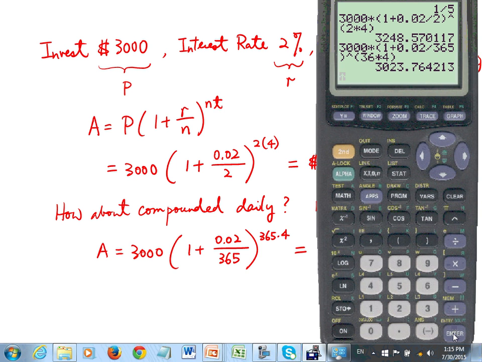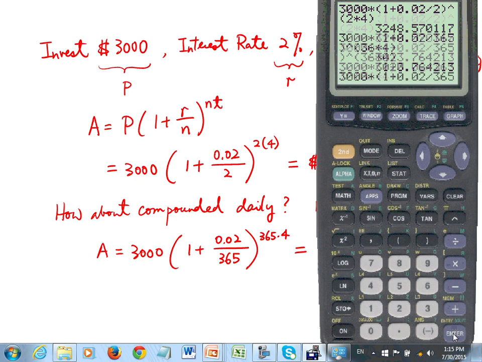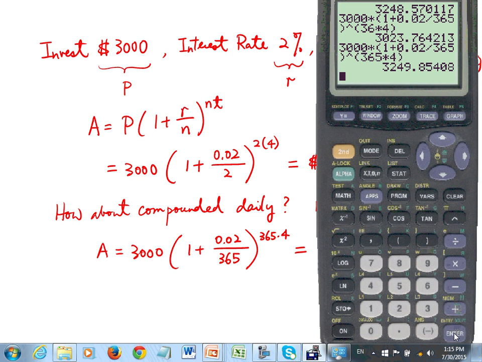This time, I want to change it. Oh, I see there is something wrong with the 36. It's supposed to be 365. So I'm not going to type everything over again. Learn how to use that previous entry memory, the ANS. Very powerful sometimes, right? And then you press 5, and then times 4, and then close the parentheses, and then you hit enter, and that is what we got.